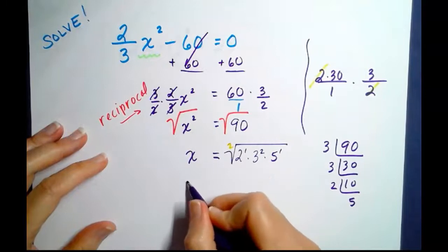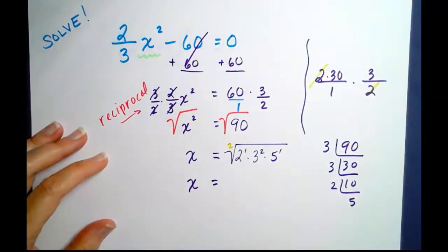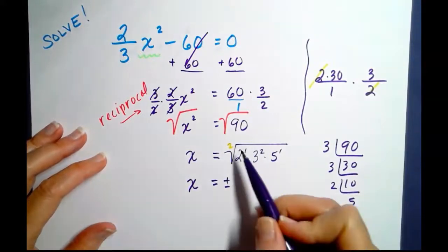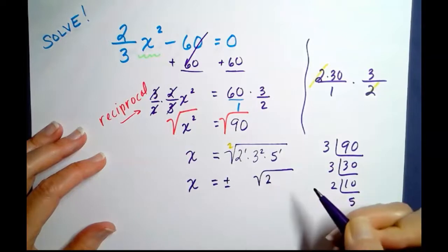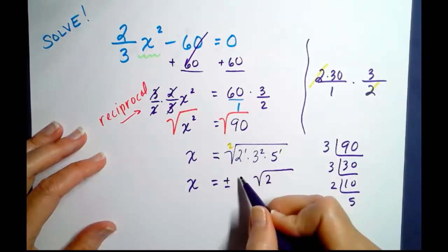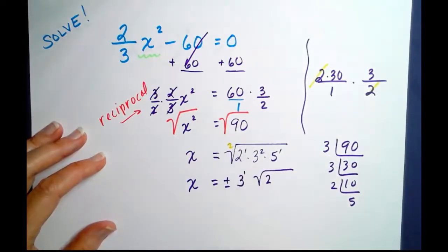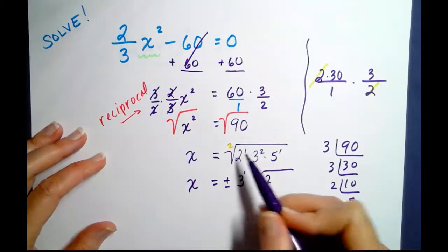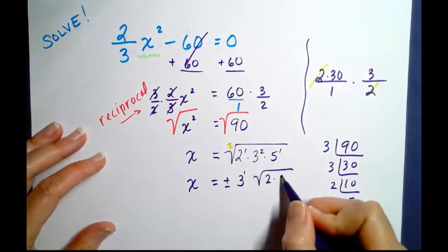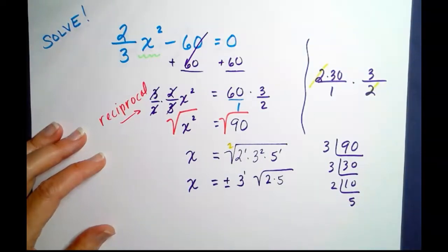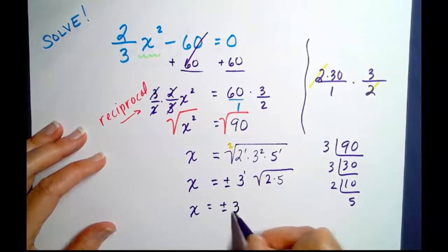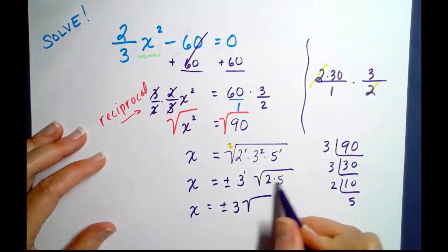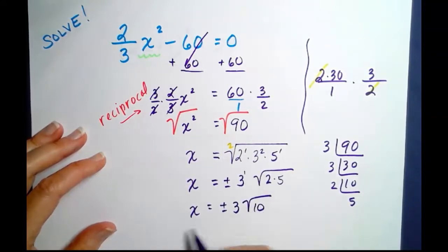This is a quadratic equation. We will be getting 2 answers, so we can denote that with a plus minus sign. 2 will not go into 1, so the 2 stays under. 2 goes into 2 one time. 1 power of 3 comes out. 2 won't go into 1. The 5 stays under. So now we are left with plus or minus 3 square root 2 times 5, 10.